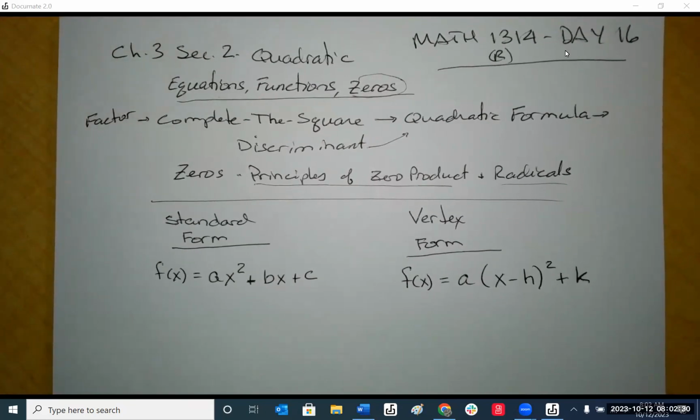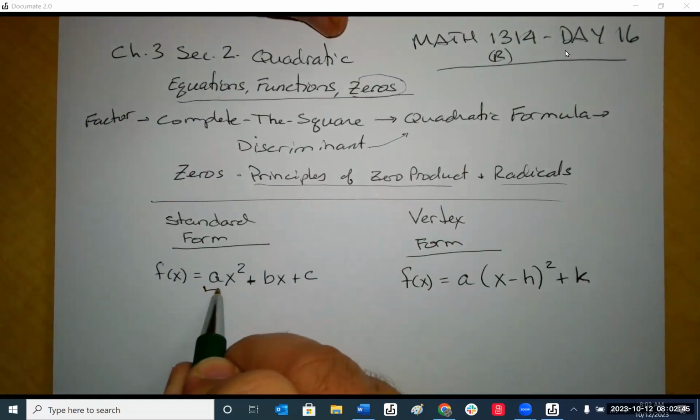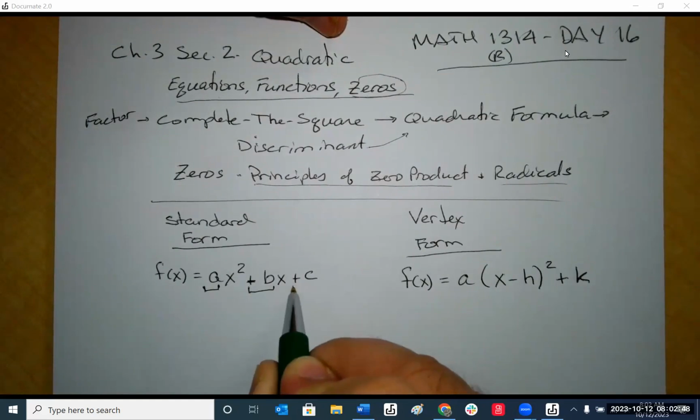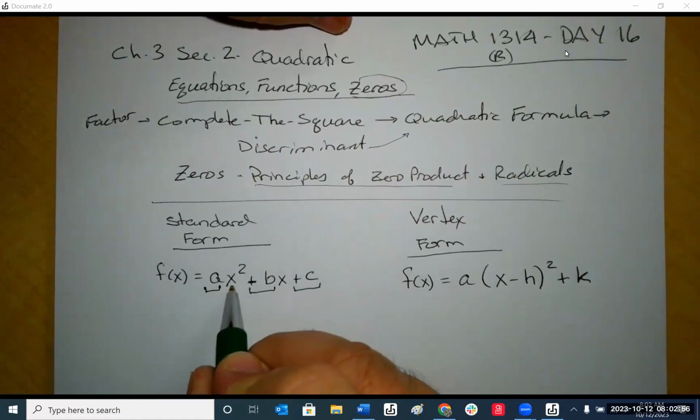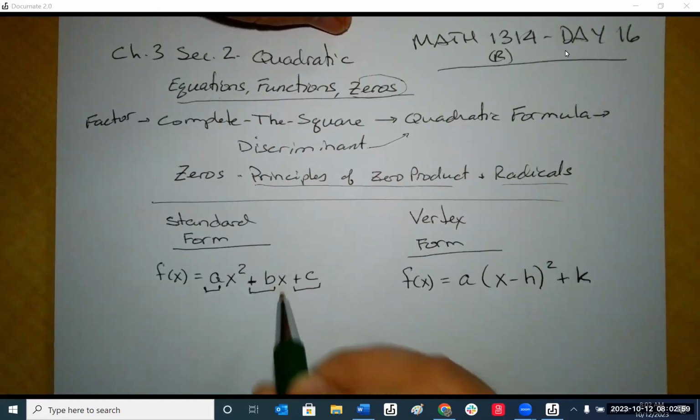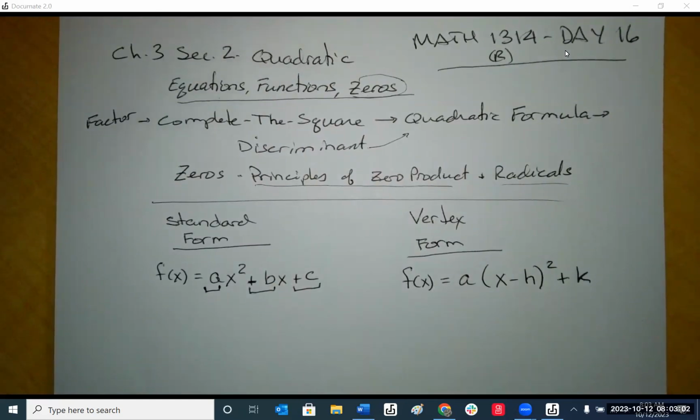And these two forms have their own pros and cons. Very important: a, b, and c are numbers. They're not x. a is the coefficient of x squared. b is the coefficient of x, and c is the constant. When I ask you to label a, b, and c, you can't tell me they're x, like 5x or 1x. They're just numbers.